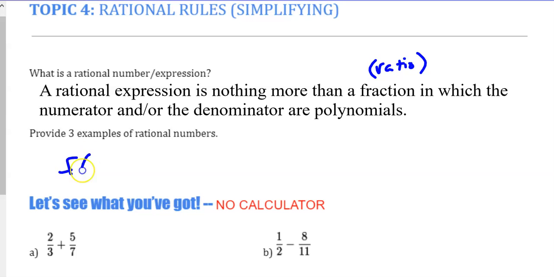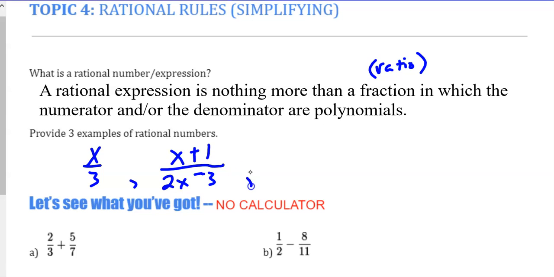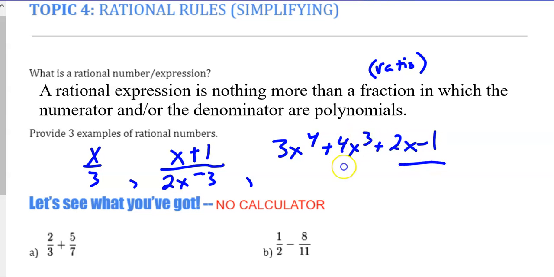It can be something as simple as x over 3. It could be a little bit more complicated, where you have two binomials like x plus 1 over 2x minus 3. Or it can even be much more complicated than that. Plus 2x minus 1 over 5x squared minus 3x plus 4. So again, from simple to complex, but really it's a fraction in which your numerator and denominator are polynomials.